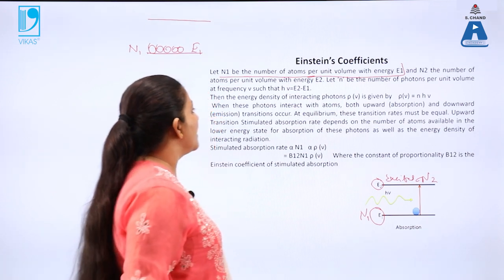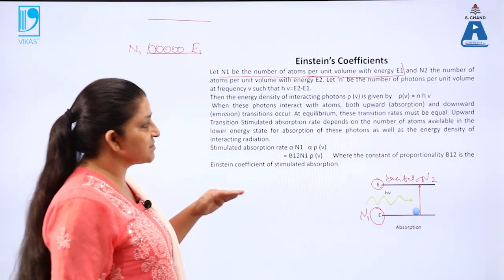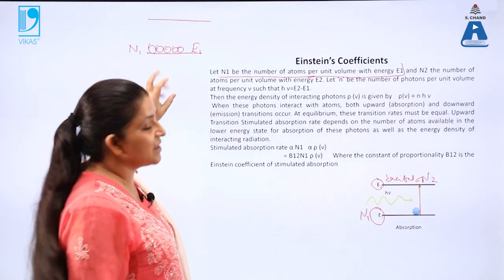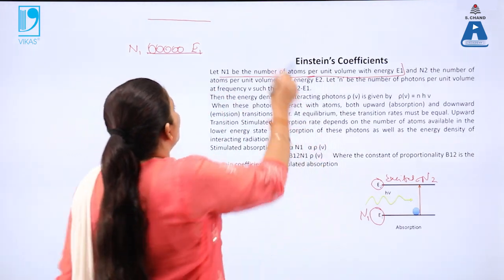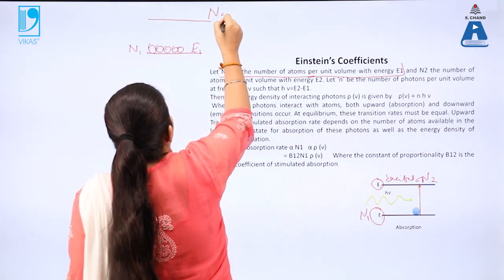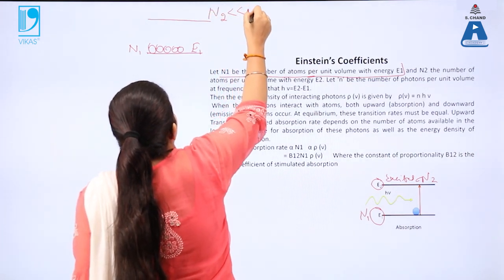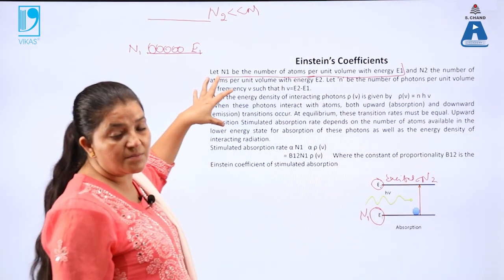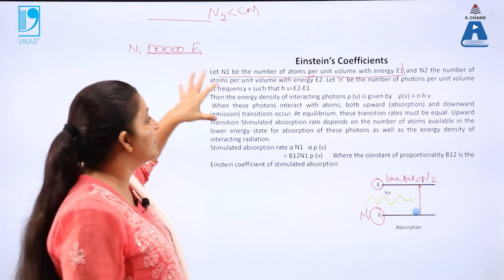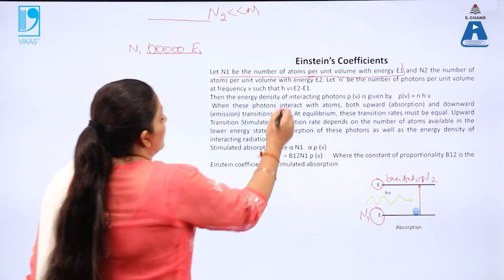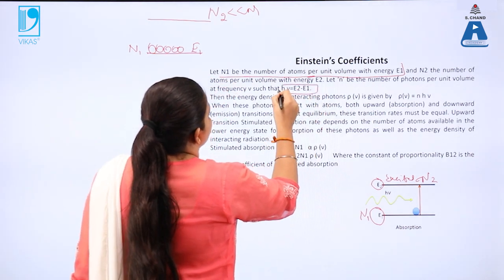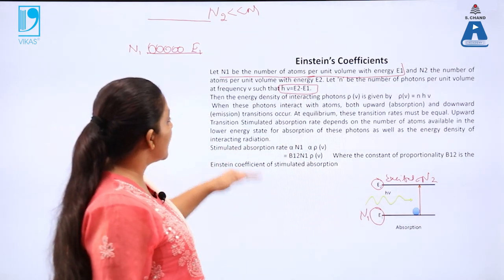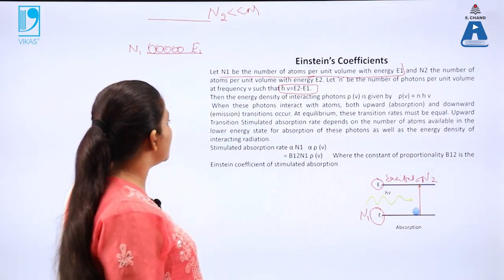Now in the second, N2 in the starting will be very small because all the atoms will be present in the ground state. So when no transition takes place, N2 is very much less than N1, because N1, the number of atoms present in the ground state per unit volume, will be very large. And the energy of the photons, which is the difference between the excited state energy and the ground state energy, h nu, will be equal to E2 minus E1.